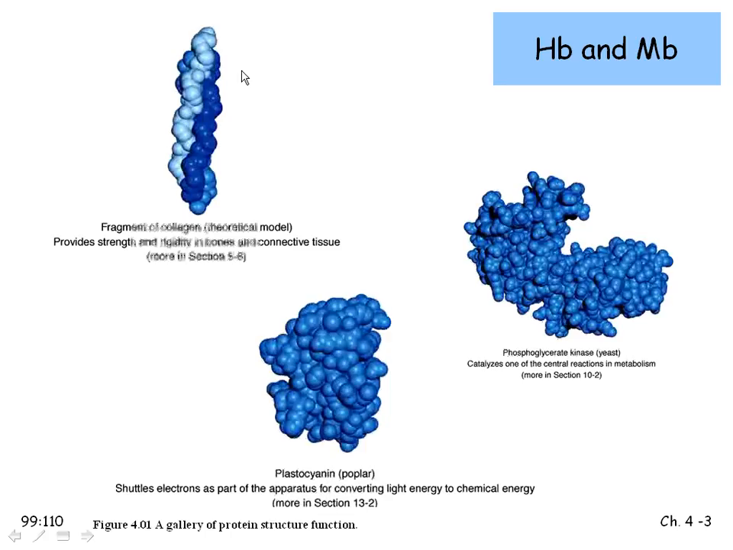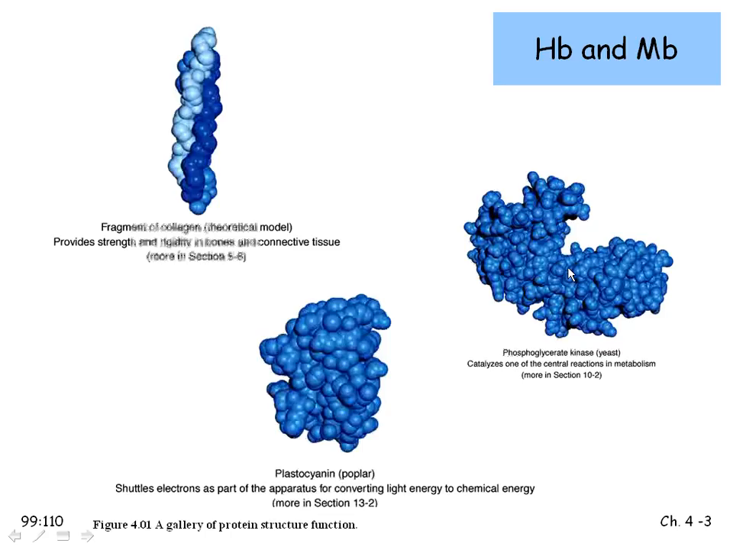Here's a picture of a fragment of collagen. If this were the full size of collagen, it would reach up to the ceiling. And we're going to be looking at collagen in a little more detail, but it already gives you a little bit of a sense of how this molecule might be involved in strengthening things. Here's plastocyanin, one of a family of things involved with photosynthesis. And photosynthesis is a very important set of reactions that we'll be talking about later on.